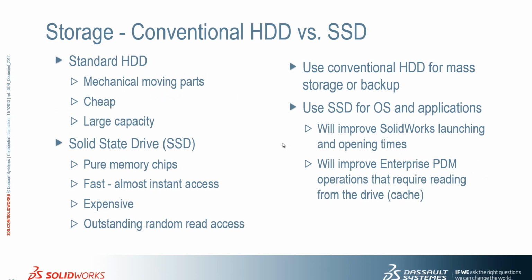So the difference between the two: a standard hard drive has mechanical moving parts, they're cheap, and they normally have large capacities. At the moment you can go up to about 4 terabytes, which is pretty big. Solid state drives are pure flash memory, so no moving parts. It's very fast, so access to files is almost instantaneous. There's no seek time for the hard drive to go and find the data on the disk. They're more expensive than standard hard drives.